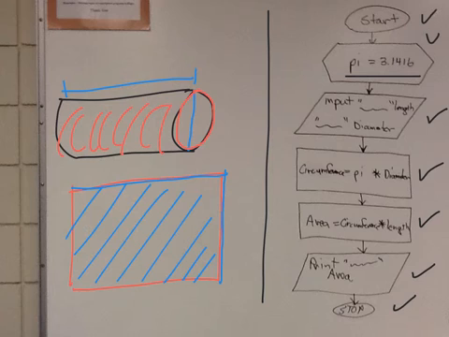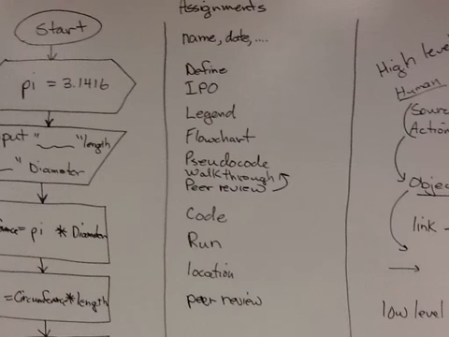So this would be your flowchart for this particular problem. I didn't write out the pseudocode, but the pseudocode would be, you could almost write identically what's in the boxes. You could write exactly what's in the boxes for your pseudocode.